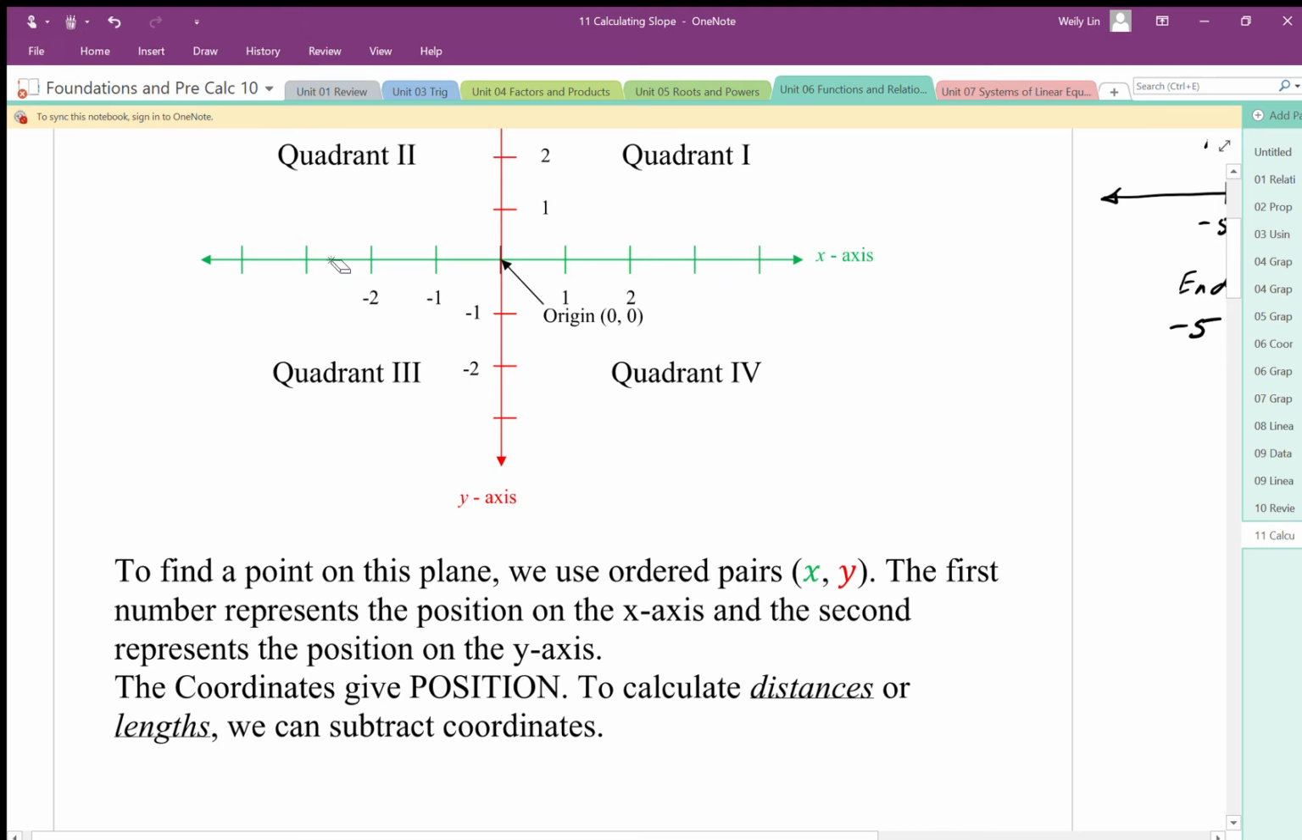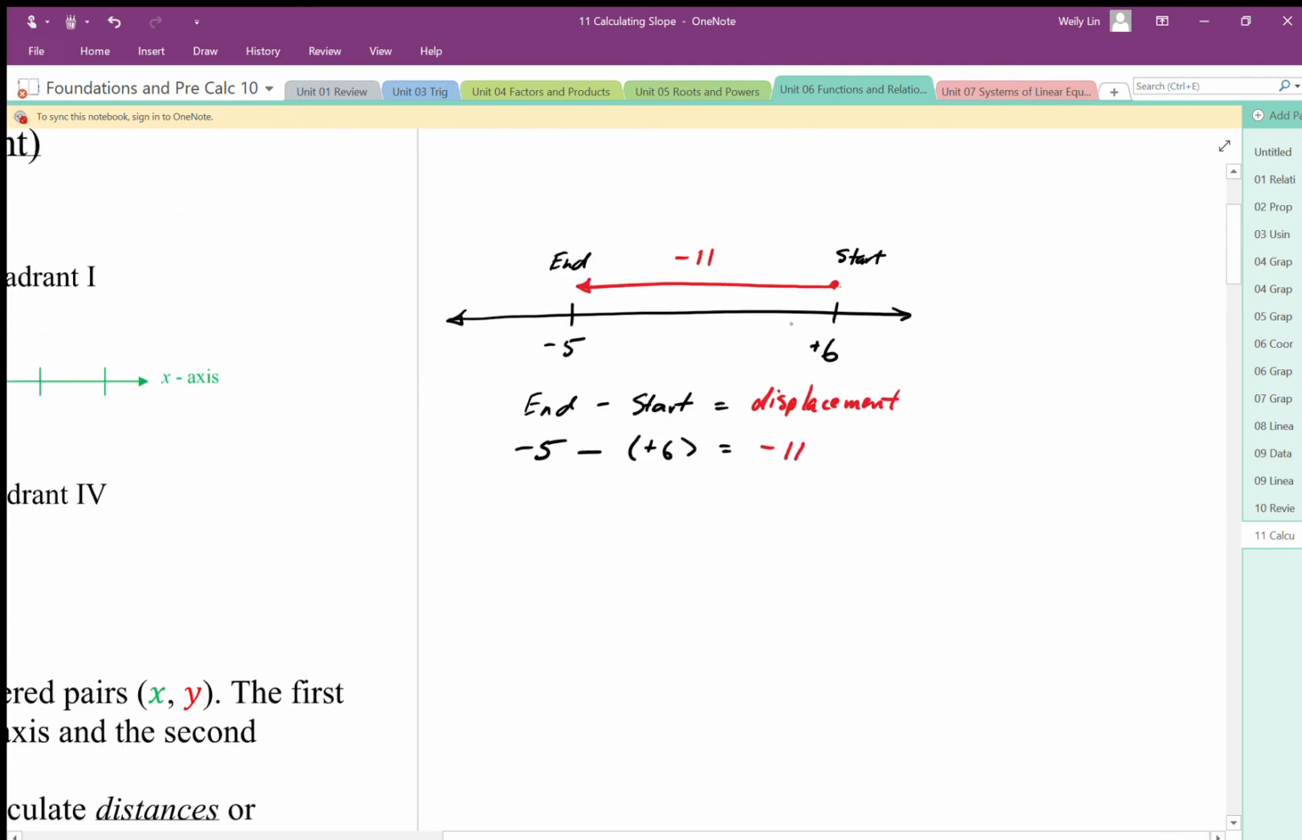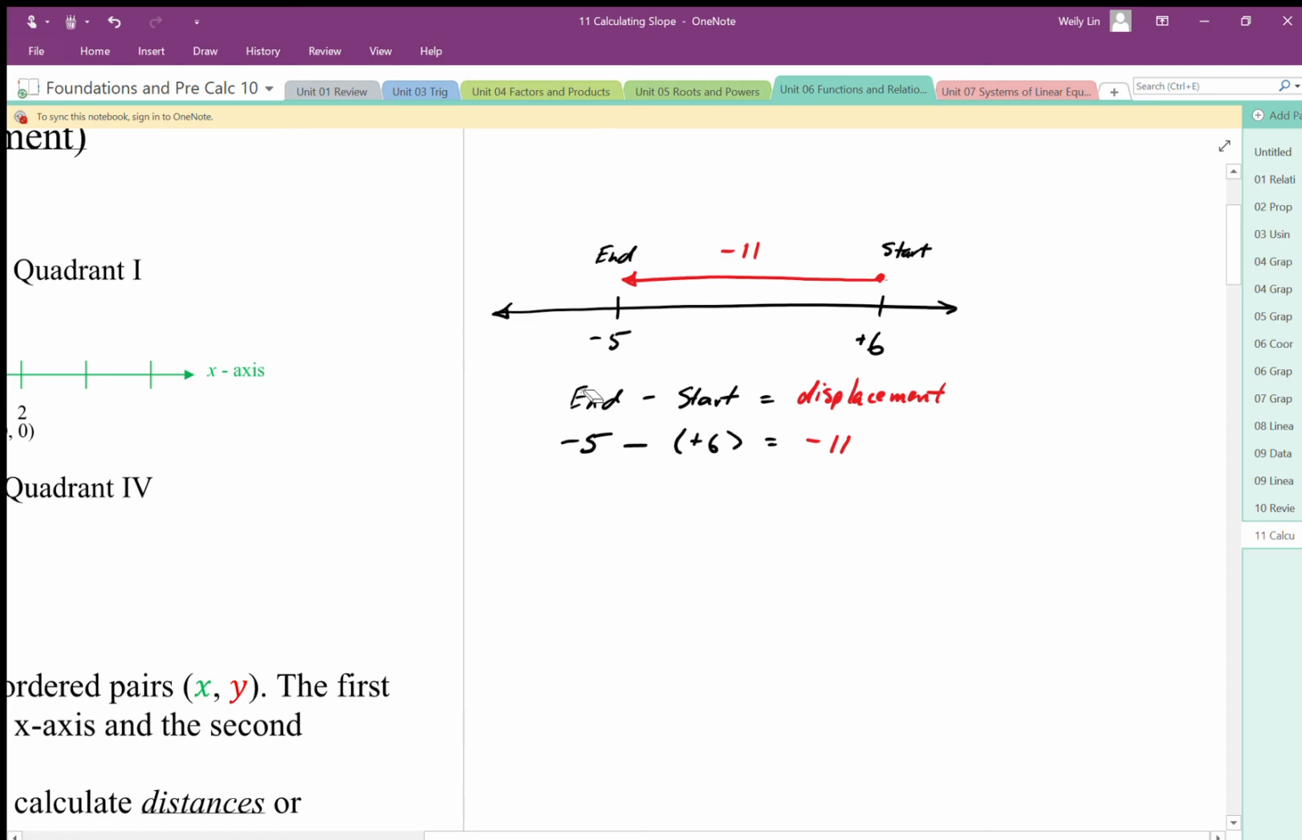And again, we can look at these number lines independent of each other. We're going to use these displacements or distances to find the changes in y and the changes in x. And to do this, we need to subtract the coordinates or positions, because subtraction of the positions gives us the distance between, plus if we use it in this manner, end minus start, it also gives us the direction.